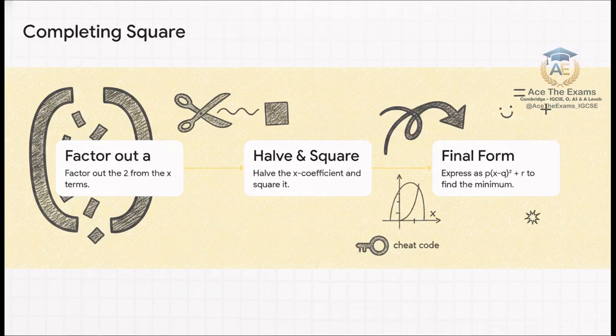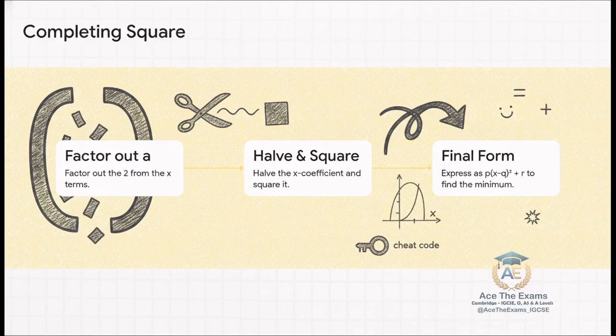Look at that structure. Because any real number squared is either 0 or positive, the absolute lowest value this expression can ever reach is simply that number r on the end. And it happens exactly when x equals q. It's literally a cheat code to the graph.